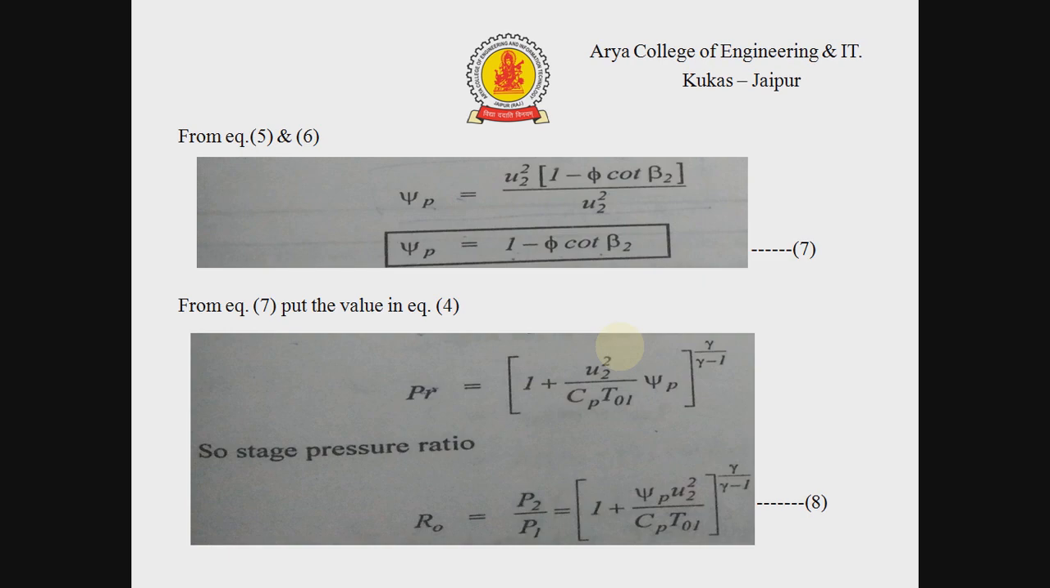Now from equations 5 and 6, we get the value of psi p as shown by equation number 7. Now put the value from equation number 7 in equation number 4 and get the value of pressure ratio in terms of psi p, which is shown by equation number 8.